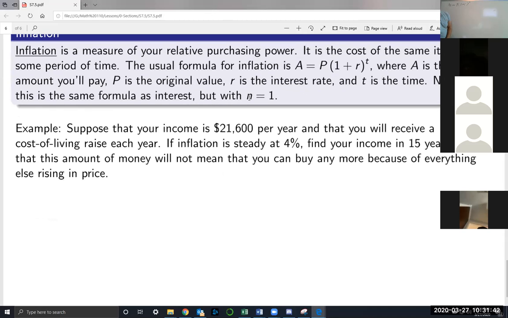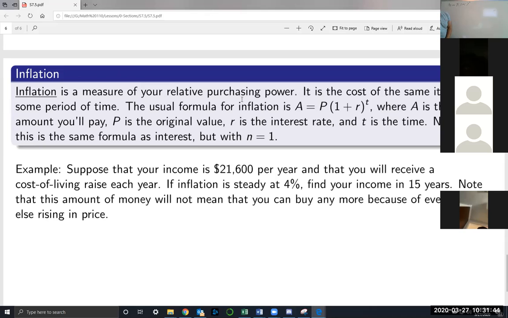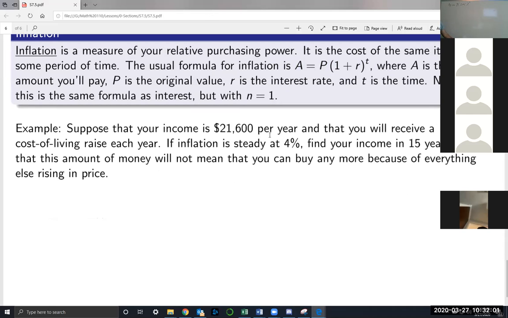All right. So again, inflation is the measure of your relative purchasing power, and it's run by this equation, which is the same as the previous equation, but now n is just equal to 1. So this is the one that we're doing.